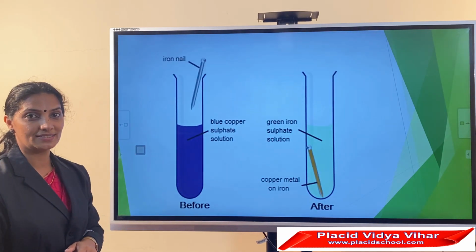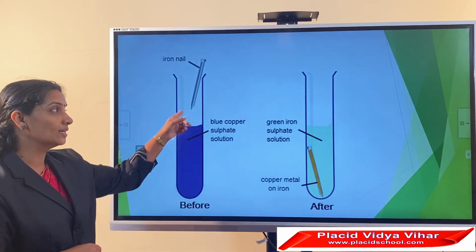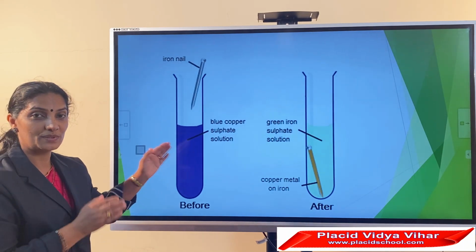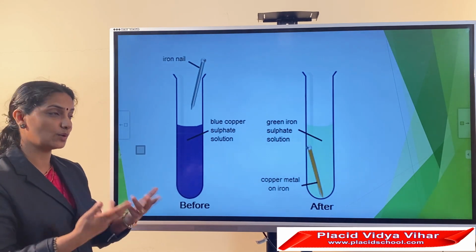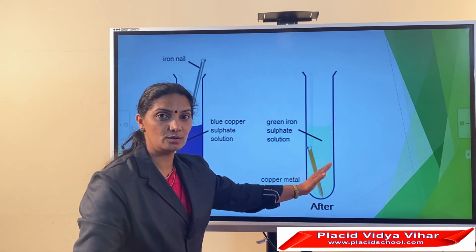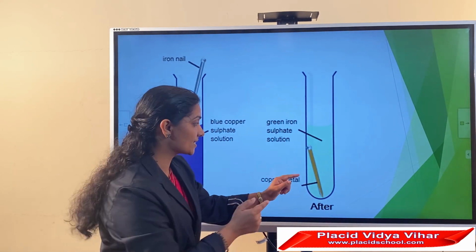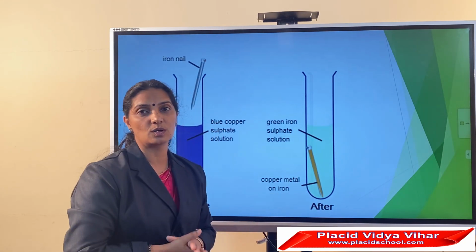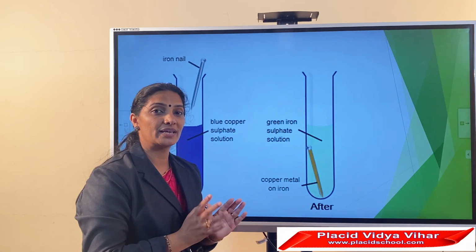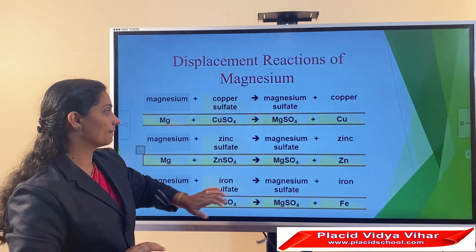See the color change? An iron nail is dipped in copper sulfate. Copper sulfate has a blue color. After half an hour or more, it slowly changes to pale green. You can see a brown coating. What is that brown coating? It is of copper. There is a displacement reaction.